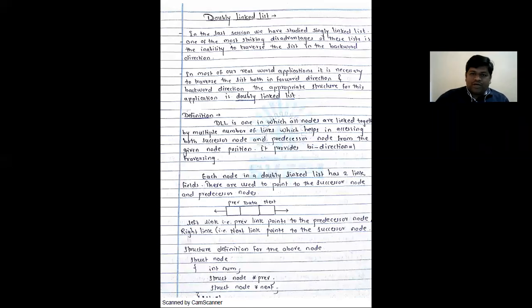Now, in most of our real world applications, is it necessary to traverse forward and backward? Is it required, or is only forward sufficient? Is the forward direction sufficient? Singly linked list is sufficient. Suppose you have 1000 elements, and you want to search, or by mistake you have searched an element which is present at the 100th location. Now, this will be useful in that case.